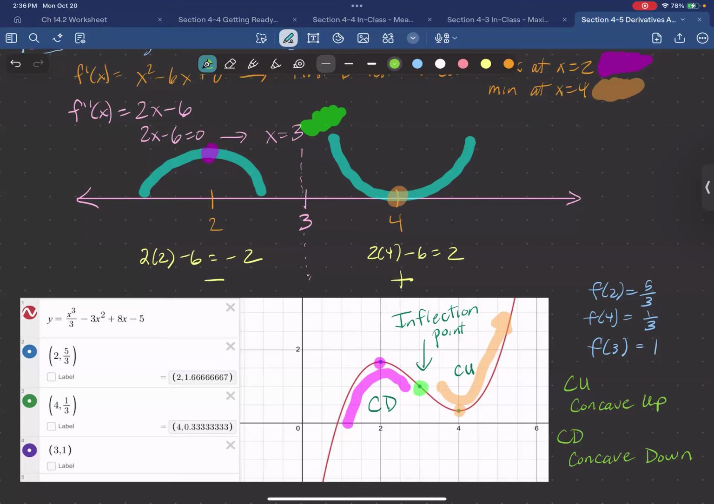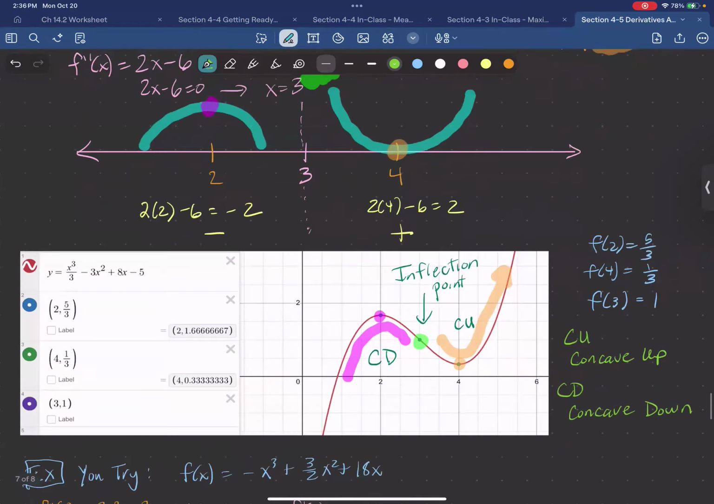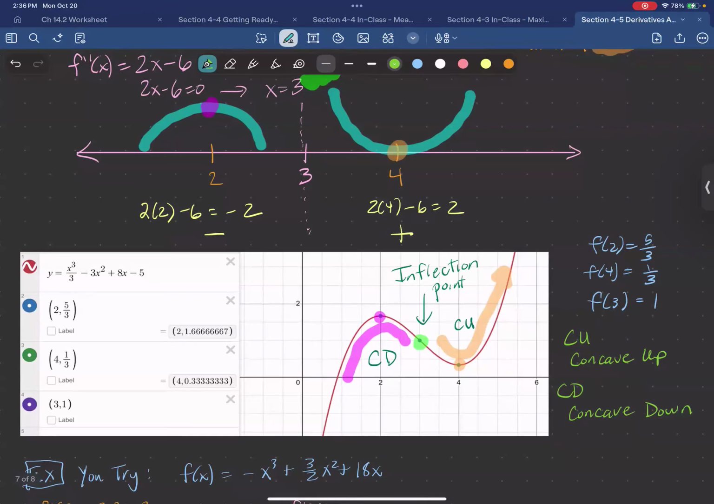All right, next example. Like we did before, we had 3 examples. We're gonna do the 3 examples here. Your next problem was negative x cubed plus 3/2 x squared plus 18x. We did that before. You found the first derivative before if you did it. So pause the video, work from here, and see what you get using this second derivative test.